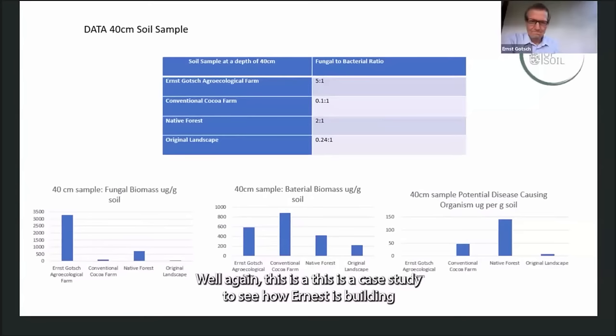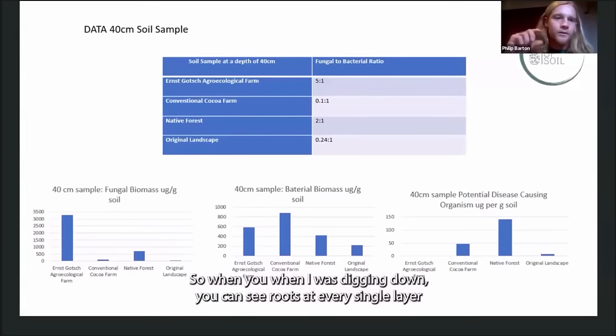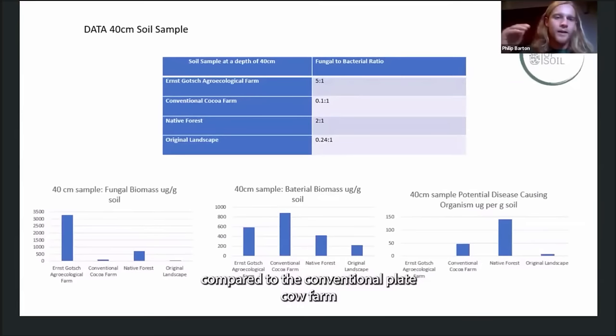Again, this is a case study to see how Ernst is building topsoil over time. And that fertility runs all the way through his soil. So when I was digging down, you can see roots at every single layer, compared to the conventional cacao farm where there's no root present, or the native forest. And it's just incredible to see that change, and also the color.